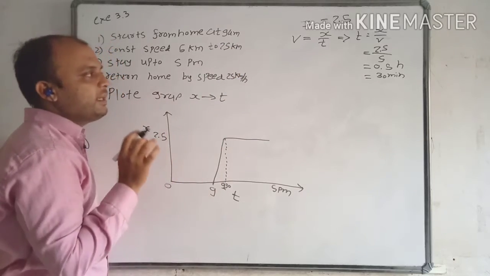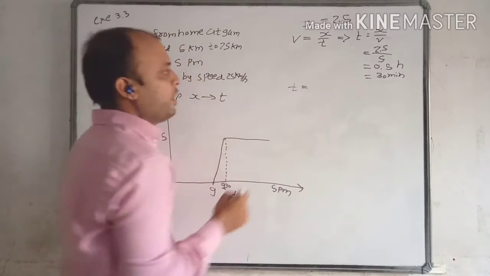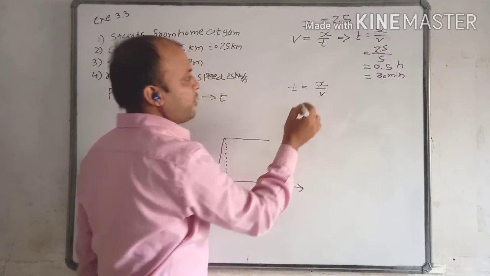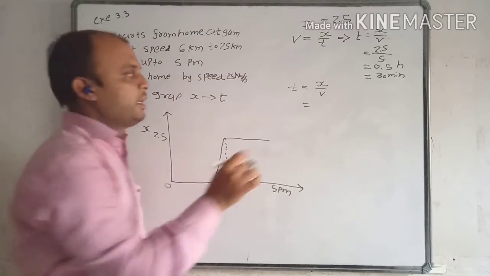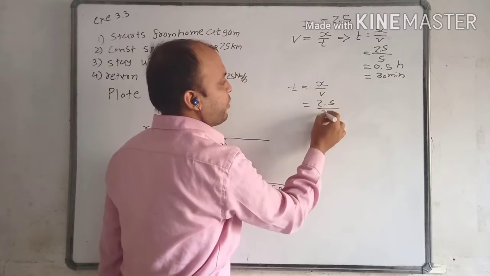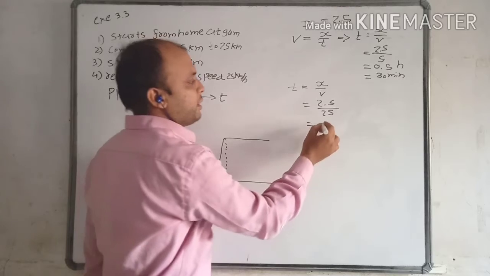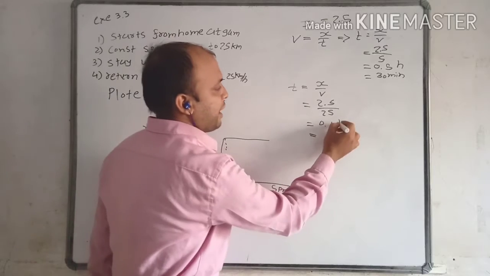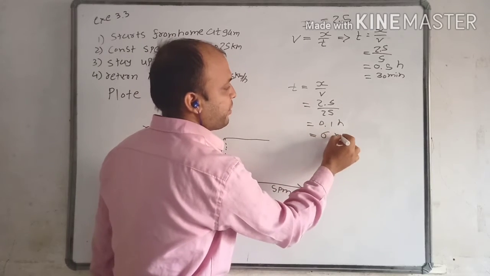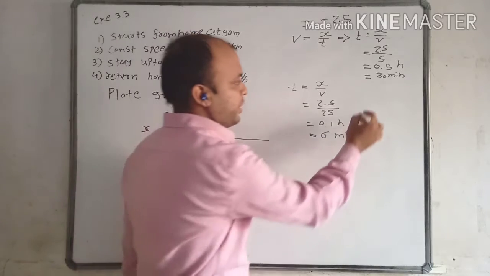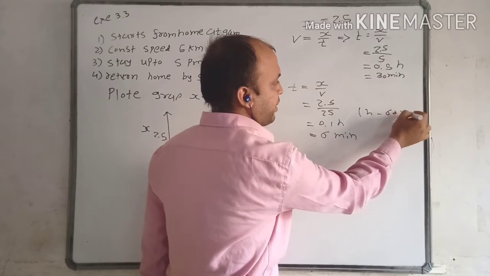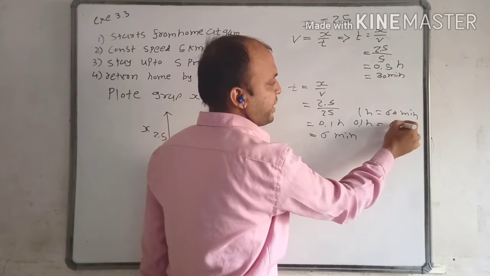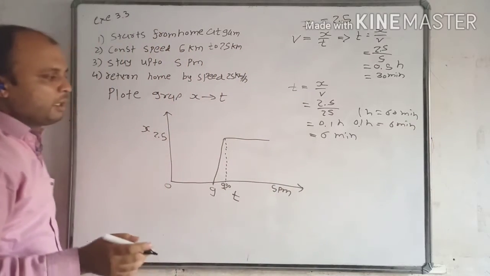Now we have to find the time for returning home. Again we write the formula t equals x by v. Now x remains the same, so 2.5 divided by 25 is 0.1. What is 0.1? Hour. So that is 6 minutes, since 1 hour is 60 minutes. If we take 0.1 hour, that is 6 minutes. So simple.